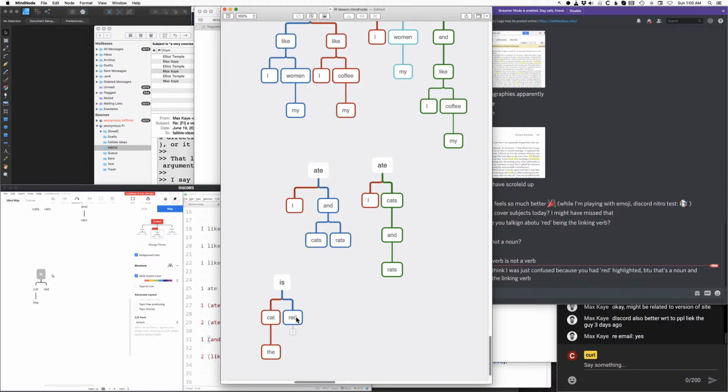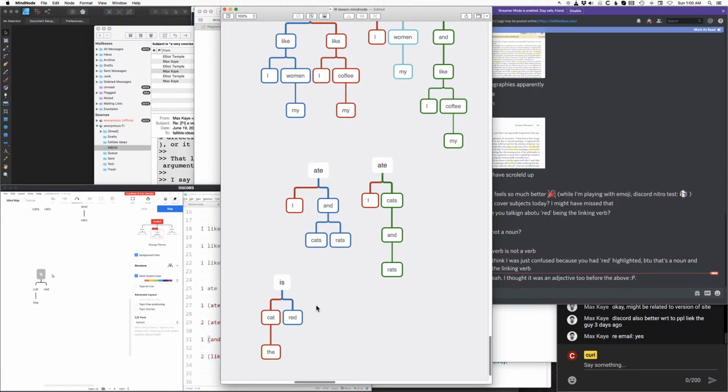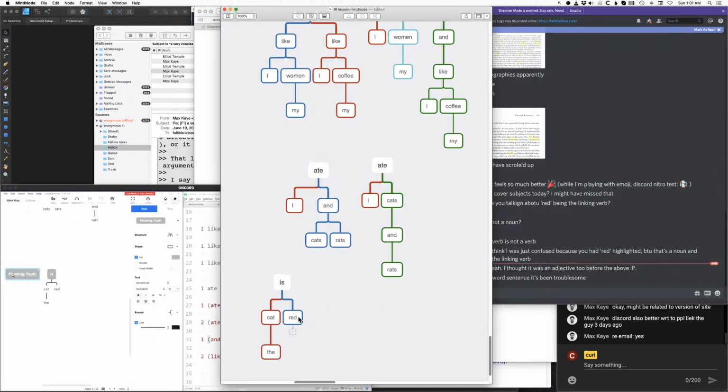So I have red under is. You can maybe think of it as cat is red as well. So red is not attached to cat directly. If you said red cat, then you would have red as a child of cat. But here, they're only being linked together through the verb is instead of directly.